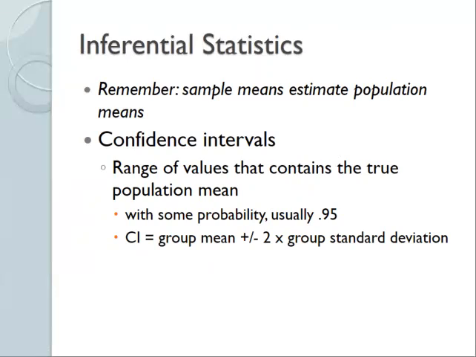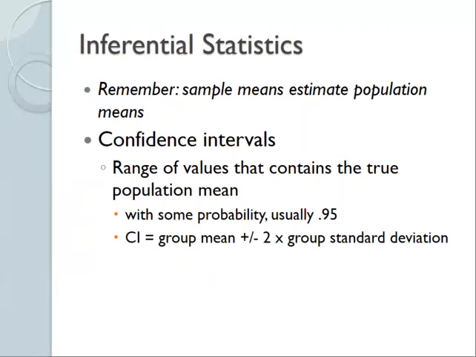One of the ways we try to get at this, would we find the same effect if we did a study in the whole population, is through confidence intervals. Remember that your sample mean is an estimate of the population mean, right? The goal is always to generalize to the population mean. So we can calculate confidence intervals, which are a range of values that contain the true population mean with some probability. Normally it's 95%. So we want to be able to say that we are 95% certain that this range of values contains the population mean.